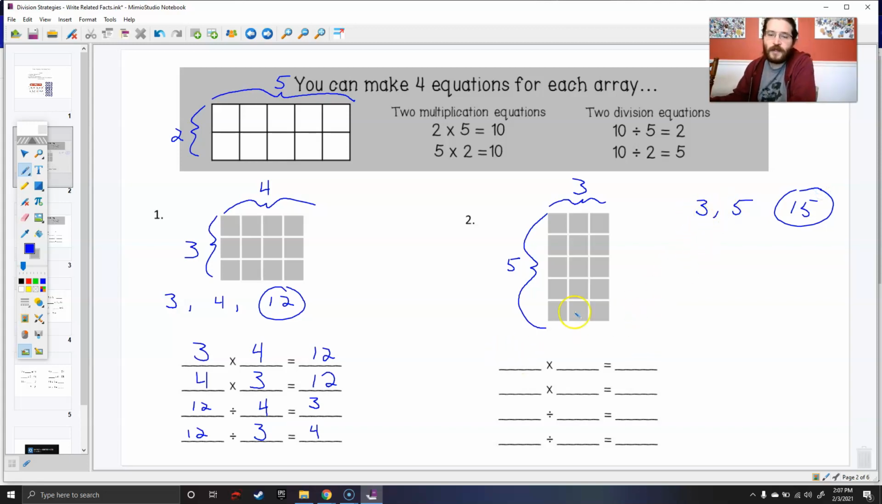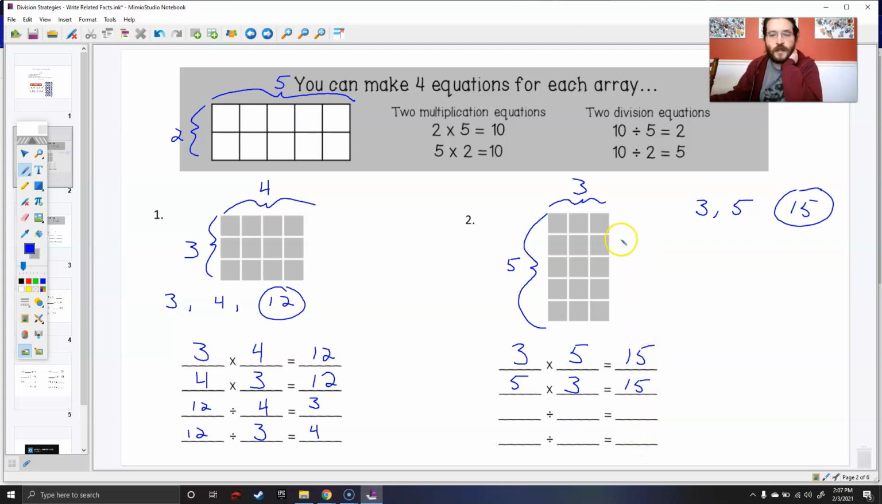All right. So let's plug these in. So we do 3 times 5. Okay, what's our third number? 15. So 3 times 5 is 15. Remember, we can switch these around. So 5 times 3 is also equal to 15.